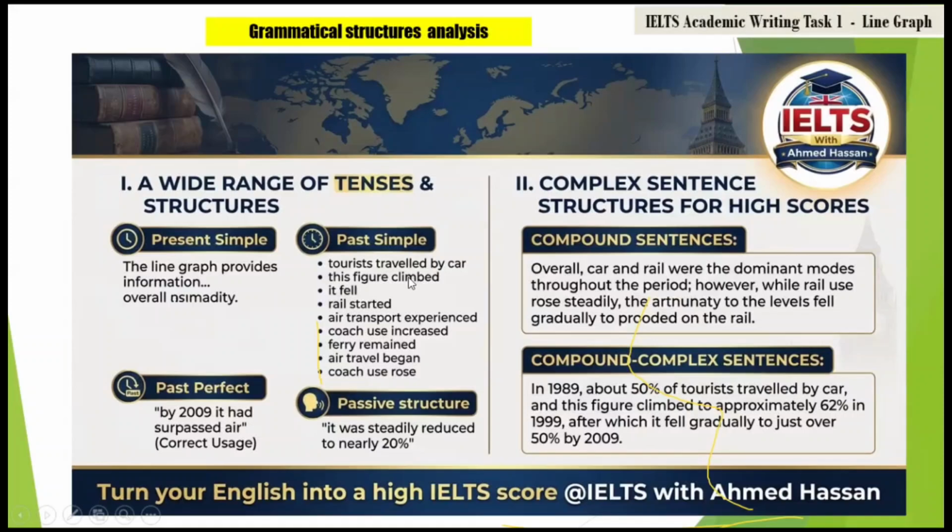We used past simple in tourists traveled by car, it fell, rail started, and past perfect, it had surpassed, and we used also passive structure. We used compound sentences, such as overall, we discussed this sentence. However connects two independent clauses. So, as I told you, semicolon and comma should be placed before and after however. And we have compound complex sentence.